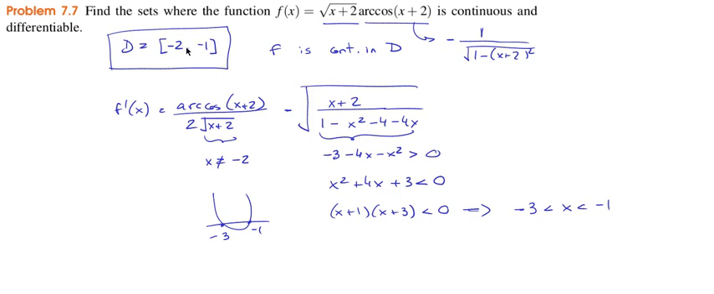So it overlaps with this interval, right? It has to be inside the domain, but without the point -1, okay? And without the point -2 because of this. So the function f is going to be differentiable in this open interval, (-2, -1).